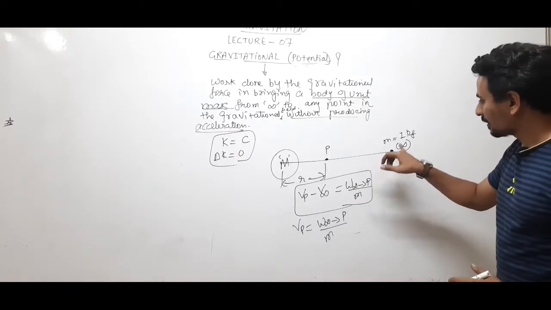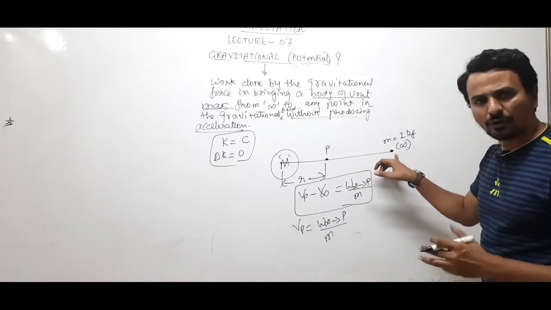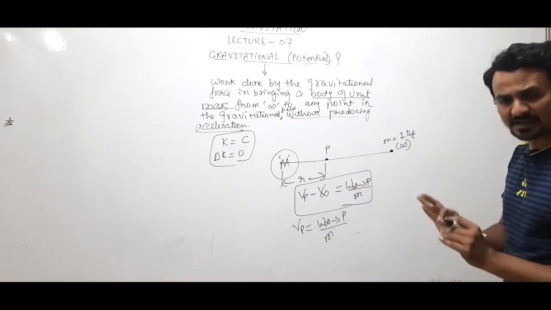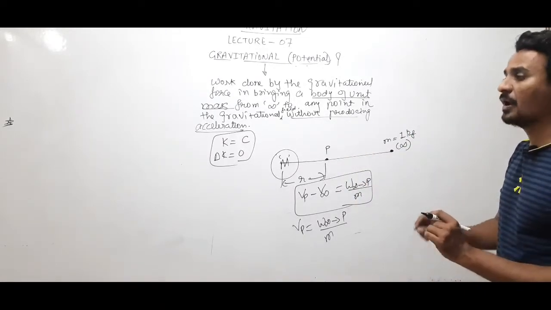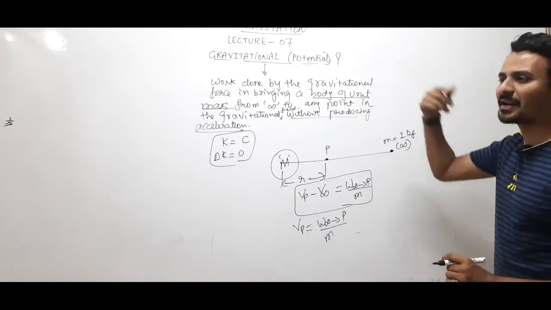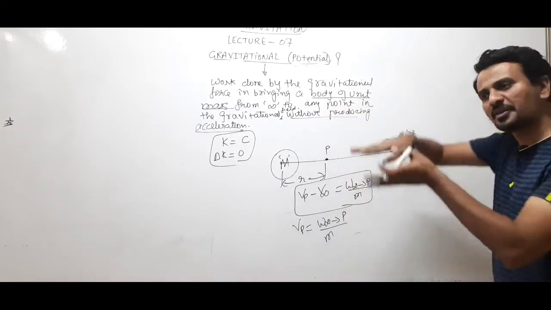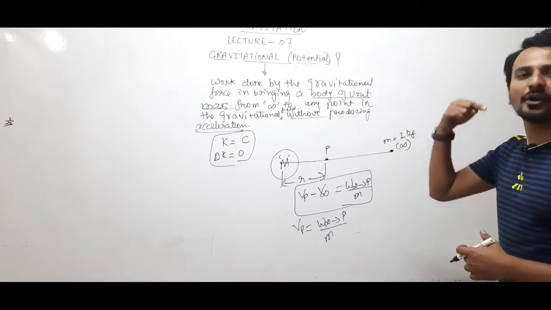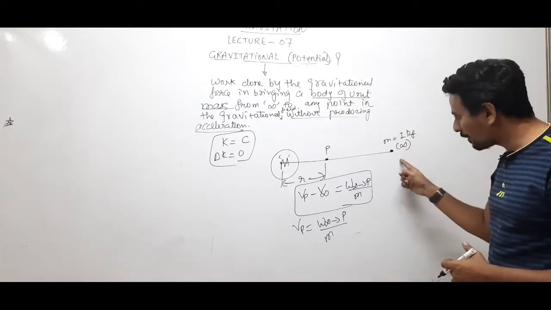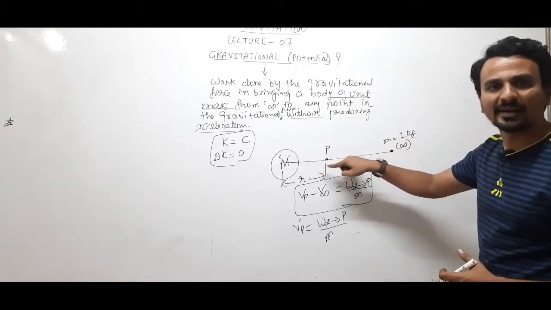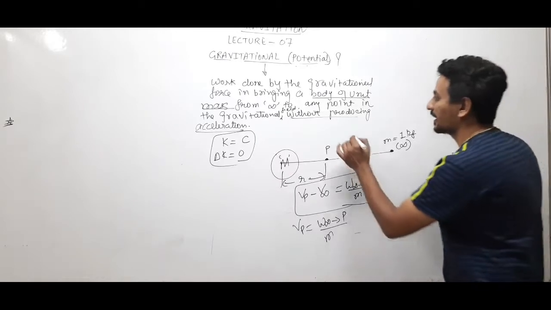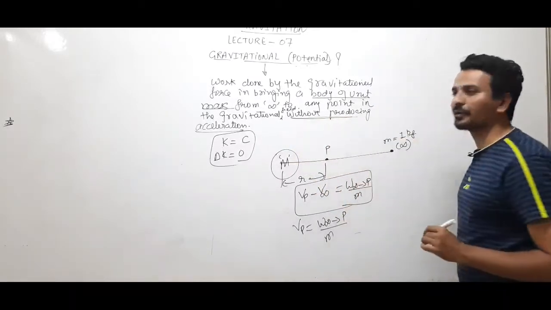Potential difference, right? Or you can say that potential at point P is defined as work done by the gravitational force, or work done by the external force against the gravitation, to bring a body of unit mass from infinity to a point P in the gravitational field. Okay, but the mass should not produce acceleration.